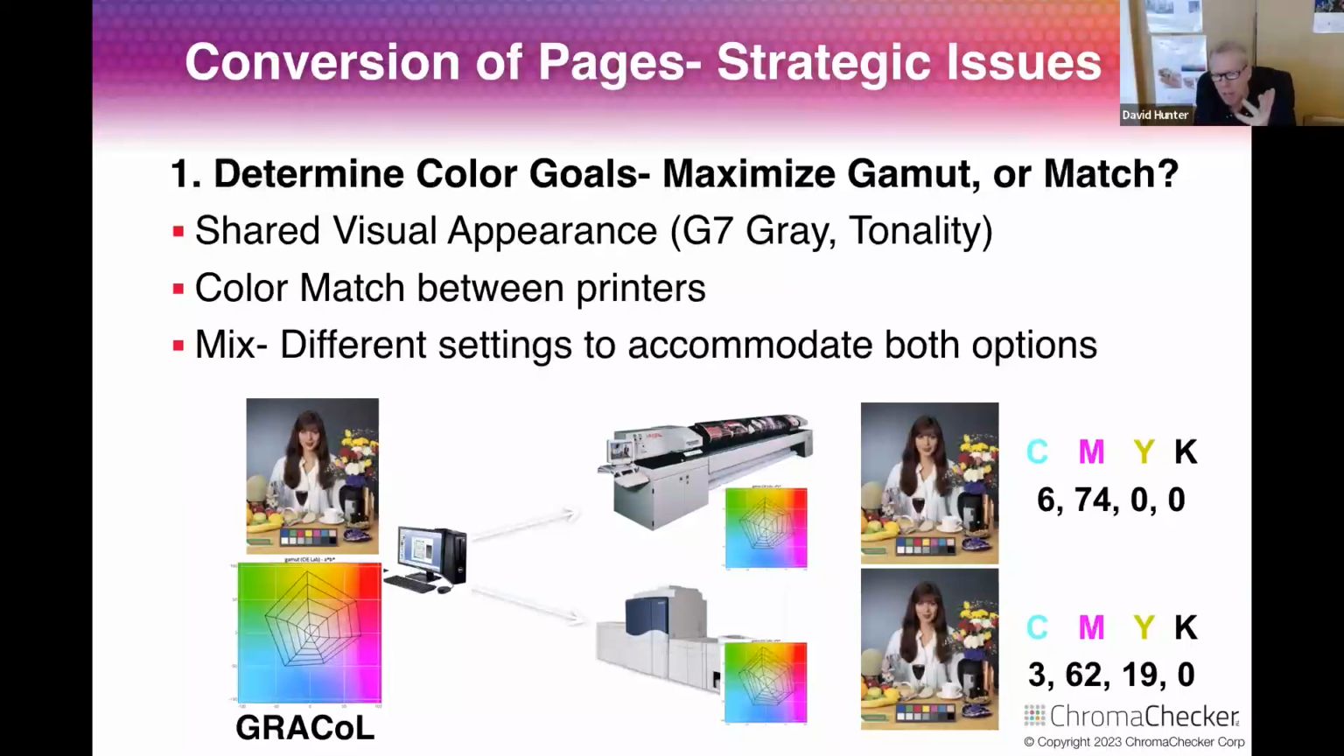And most companies I work with have a mixed environment. So they'll have multiple queues for each printer. One queue set to maximize gamut and one queue set to simulate, let's say, GRACoL. So depending upon the job coming through the workflow, it'll be spec'd as either max gamut or simulate GRACoL, and it just goes through the right queue and you get the desired results.